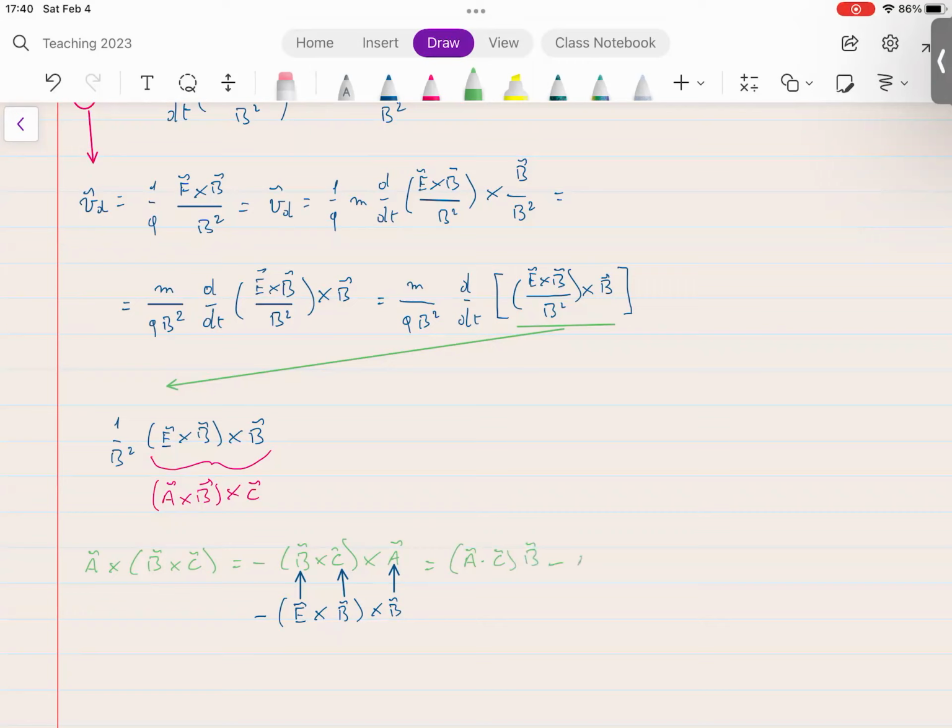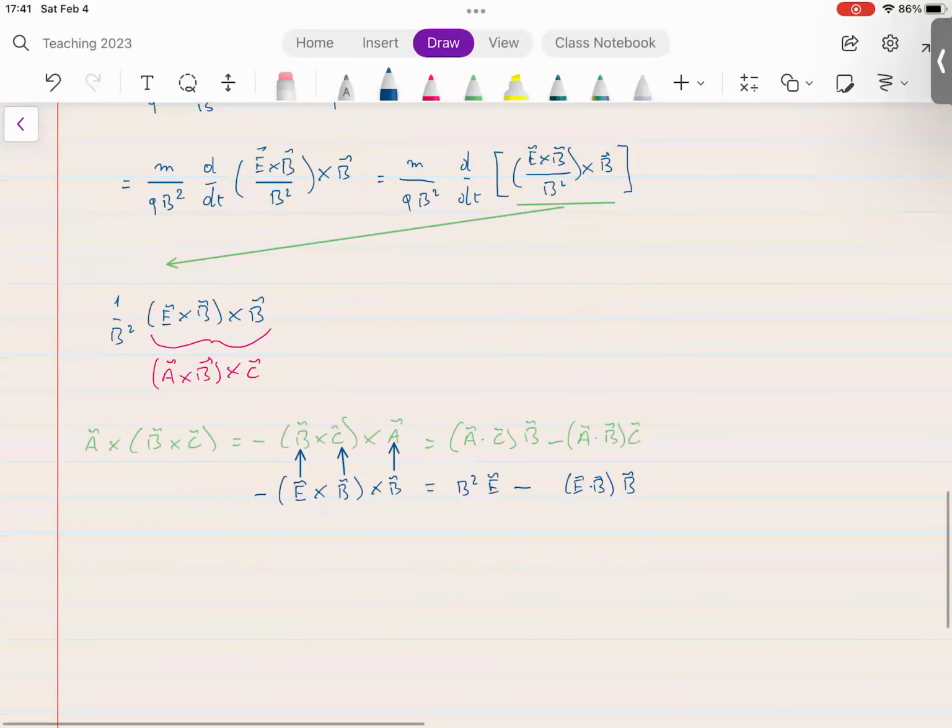Minus A dot B times C. Now, A dot C: A was B, C is B as well. So this is B squared, B was E, times E, minus A dot B. Well, A was B, B was E. So this is, I'm going to write it as E dot B, which is of course a scalar, and C is B again. But this has the opposite sign with respect to what I was trying to obtain.